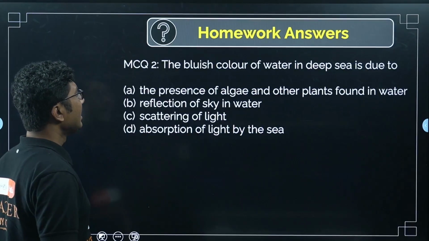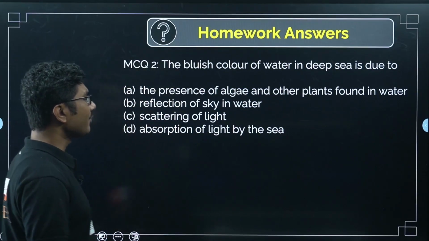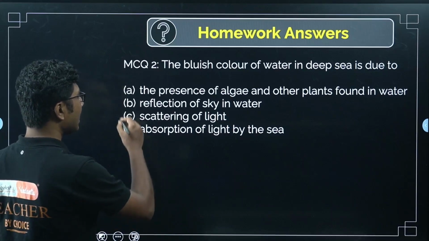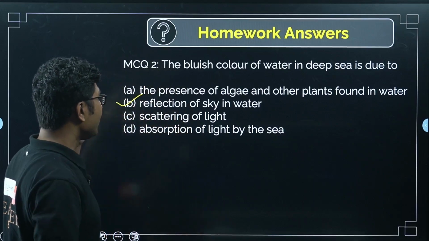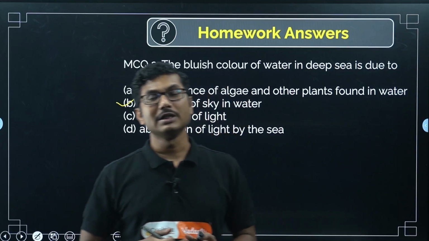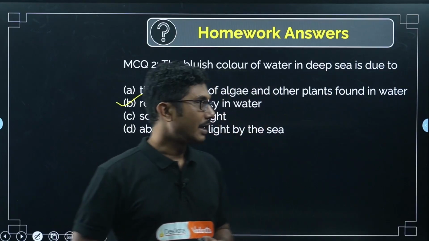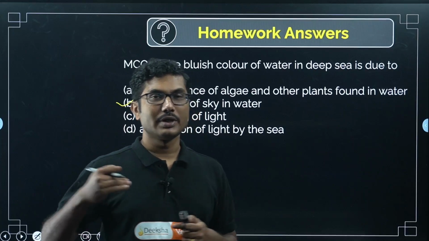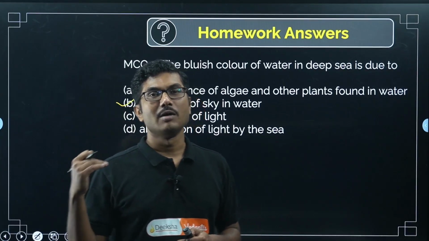Now next question. The bluish color of the water in the deep sea is due to the presence of algae and other plants found in water, the reflection of sky in water, scattering of light, absorption of light by the sea. So I also told you that the ocean appears blue because it reflects the sky. Okay, and the sky appears blue because of the scattering, right? So the bluish color of the water in deep ocean is basically due to the reflection of the sky. If the water is clean, it will reflect the sky and you will see blue color.